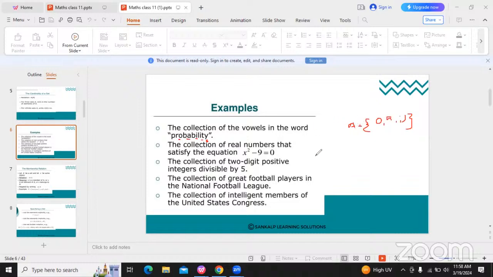Now, the collection of real numbers that satisfies the equation x square minus 9. X square minus 9 is nothing but x square minus 3 square. So, if you resolve this, x square equals 9 when you transpose to the other side. So x is nothing but plus or minus 3. The real numbers are the collection of both negative and positive. These are the various examples we can see in the form of sets.